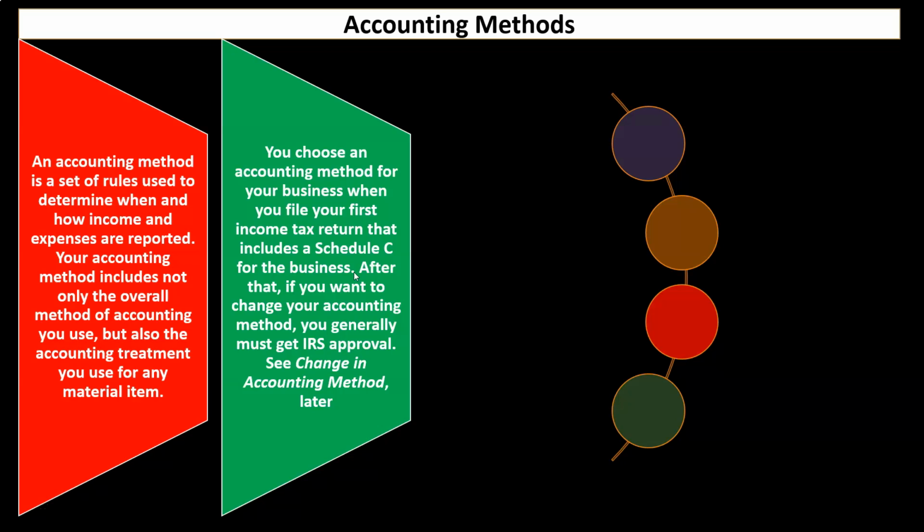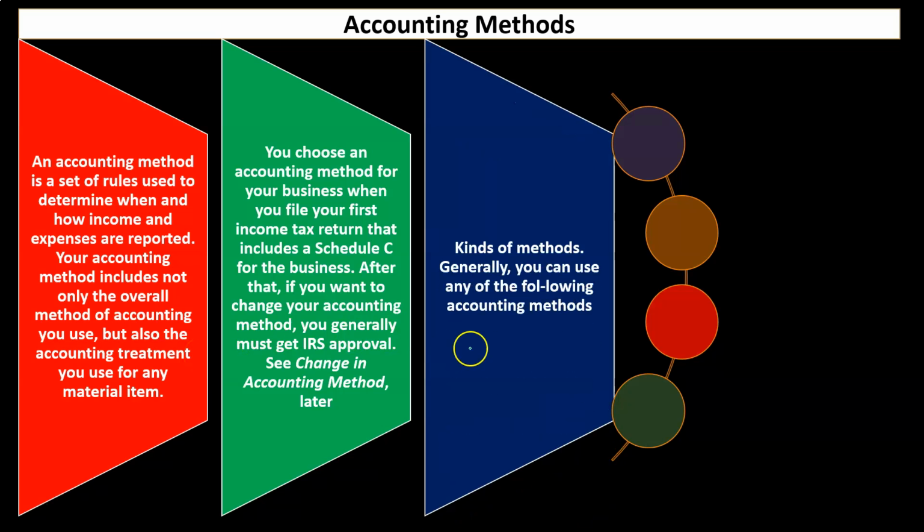So when you first set up the Schedule C, that's when you choose the accounting method and put in the time to think, okay, cash or accrual method or some other method. After that, if you want to change your accounting method, you generally must get IRS approval. See change in accounting method later. So again, we have that consistency principle. You can't just be changing the accounting method all the time, because, due to the fact that it is a timing related activity, you could then alter when you're going to be recording income and expenses if you keep changing the accounting method. So therefore, consistency is necessary.